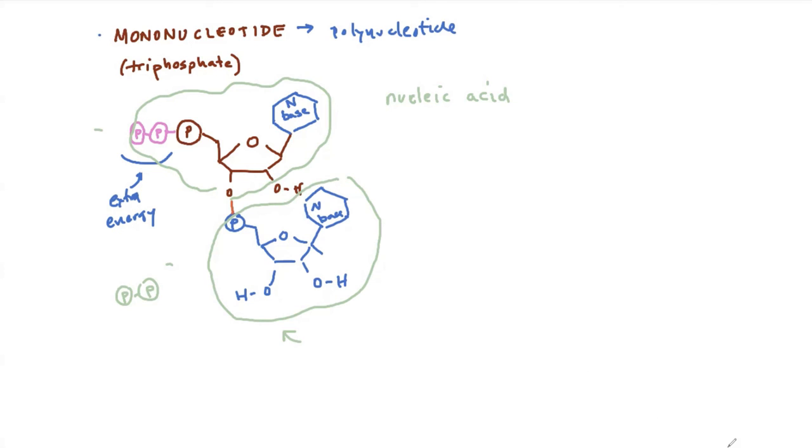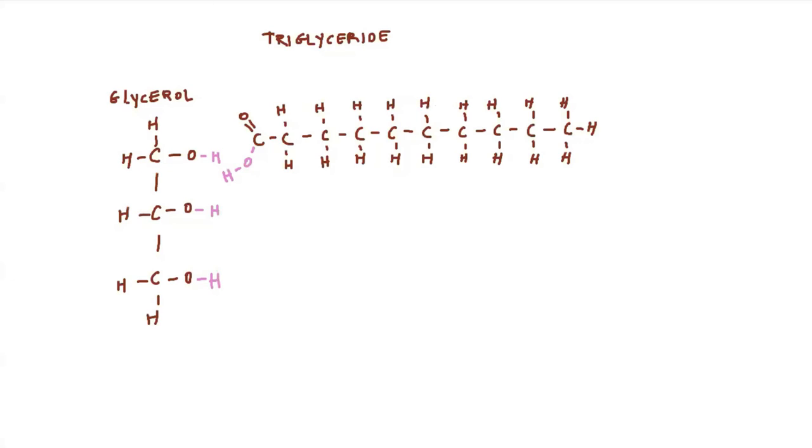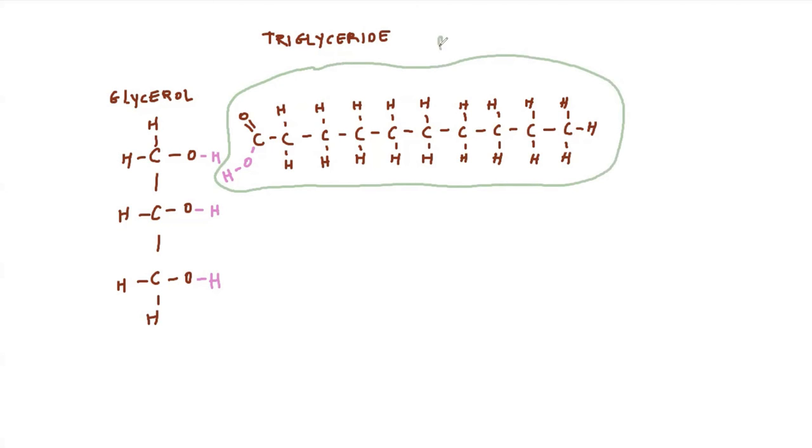And the fourth class are the lipids, and at least some lipids are also going to be on the basis of monomers. In fact, let's take this molecule right here. In fact, this molecule on the right. We call it a fatty acid.